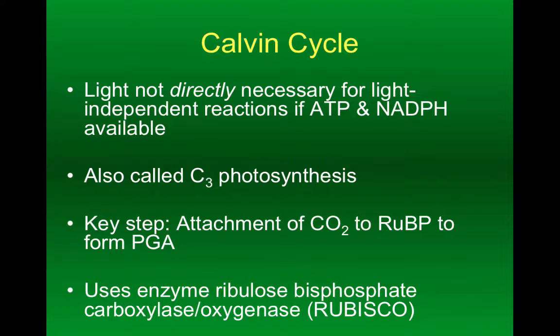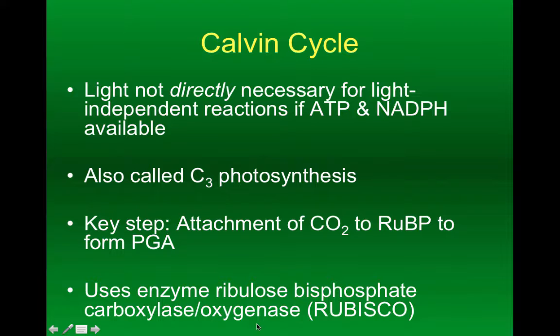The reason why this enzyme is not perfect is because it is both a carboxylase and an oxygenase. A carboxylase is an enzyme that's able to hook carbons onto things. And that's what we want. We want to hook this carbon onto RuBP. That's cool. That's what actually makes sugar eventually. That's a good thing. But this enzyme, Rubisco, is also flawed because this enzyme also works as an oxygenase.